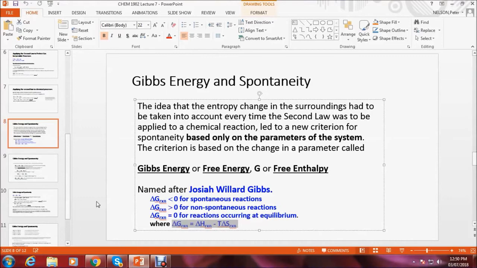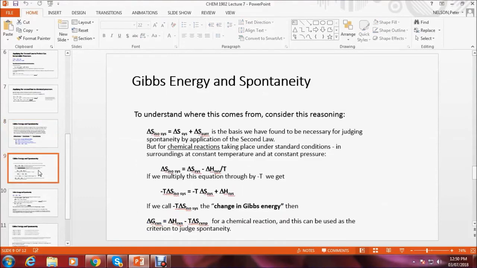Now, where did the Gibbs energy come from? Now, think about it. The entropy change of an isolated system is equal to the entropy change of the system plus the surroundings.